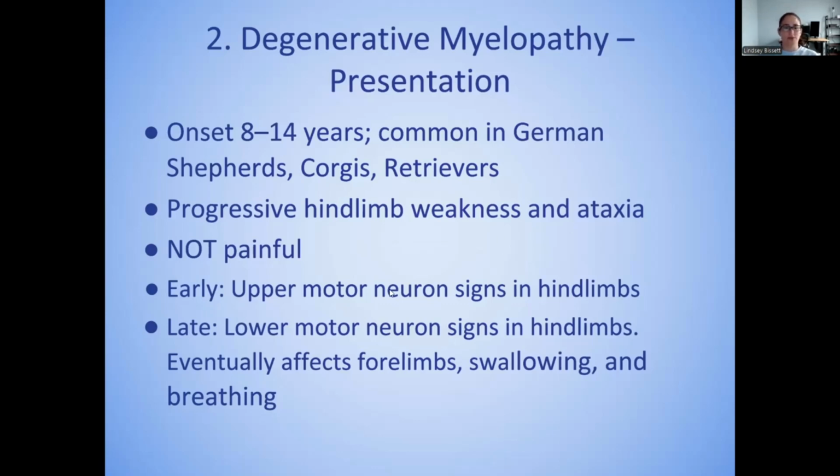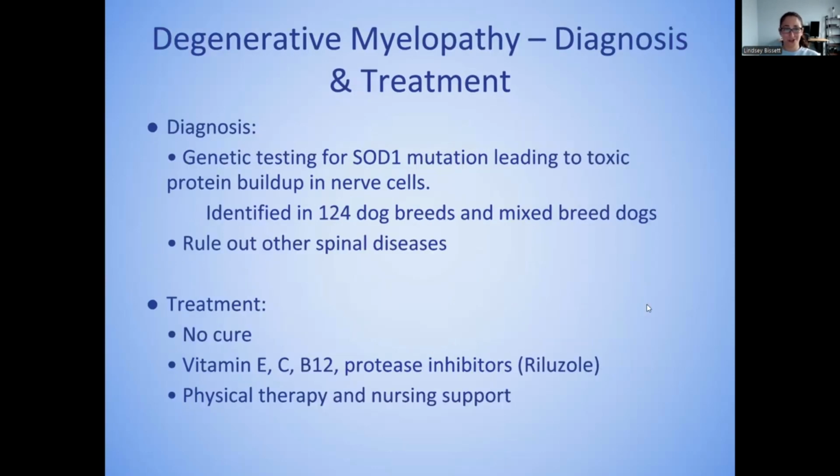In the earlier stages, we will see upper motor neuron signs in the hind limbs. So they'll still have their patellar reflexes, still have really good tone, versus later in the disease, they start to develop lower motor neuron signs in the hind limbs. So you're going to be losing your patellar reflex. You're going to be losing tone. You're going to have some pretty significant muscle atrophy. And it does end up ascending. It eventually starts to affect the forelimbs, their ability to swallow, their ability to breathe appropriately. So fortunately, it's not a very good one to have.